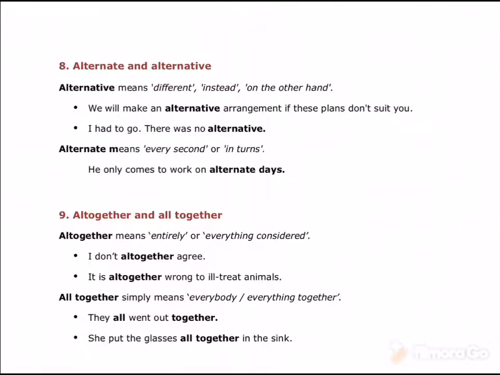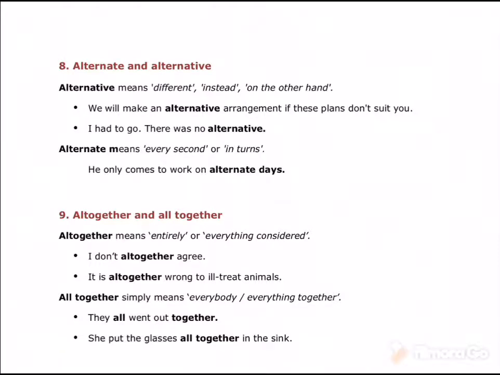So have you understood the difference between alternate and alternative? Let's switch to the other words, which are altogether and all together. Here the difference is the same as already. What is the meaning difference between all together, when the words are split, and altogether without splitting? First let us see altogether without splitting. It means entirely, or everything considered. I don't altogether agree. That means I don't entirely agree.